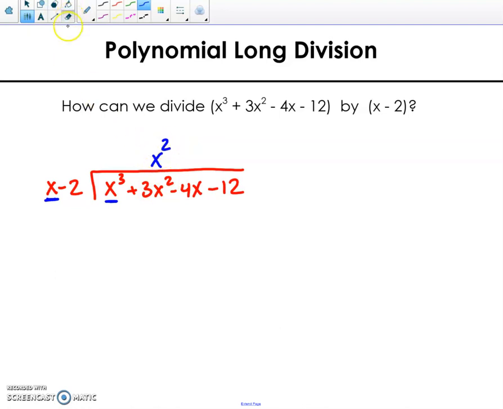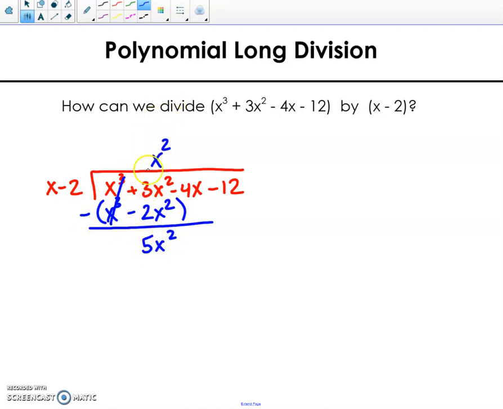And then, like with regular long division, once we put the number at the top, we're going to multiply it to the side. So we're going to multiply x squared times x, and that's going to give us x cubed. And then x squared times negative 2 is going to give us negative 2x squared. And then just with regular long division, we're going to subtract. Now here we just want to make sure that we're being careful because we want to distribute this negative to both terms. So we have x cubed minus x cubed, and that's going to cancel. And then we have 3x squared minus a negative 2x squared. So that becomes a plus 2x squared, and we get 5x squared.